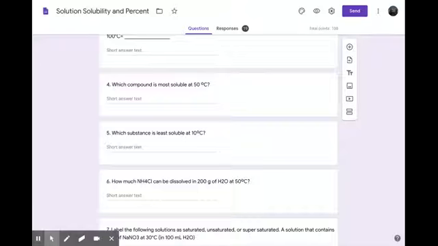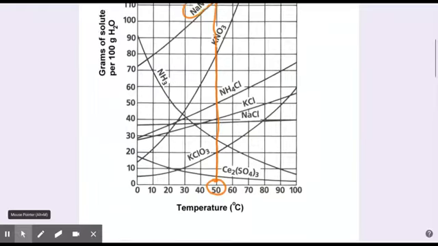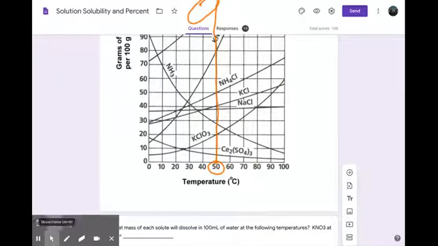Okay. Which substance is least soluble at 10 degrees? Least soluble means it's at the lowest of the table. Right? So at 10 degrees, the least soluble, I don't even have to go all the way up. The lowest is this one, which is KClO3.